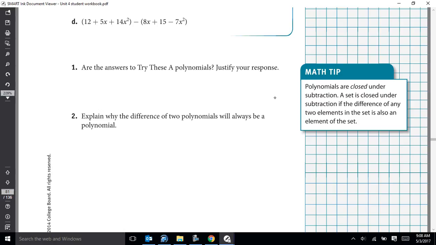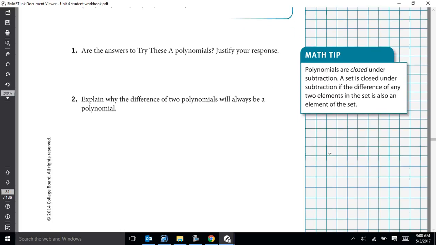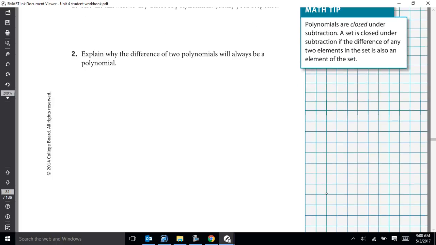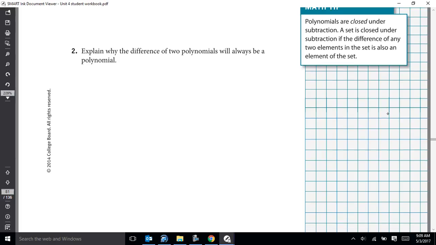Right, because you're always going to have terms. Even if they cancel out and you have 0, that's still a monomial, right? So if you start with 2 binomials, whether you add or subtract them, you're always still going to have a polynomial. And then over here, it says polynomials are closed under subtraction. It's closed under subtraction if the difference of any elements in the set is always an element in the set, so it's always going to be a polynomial.